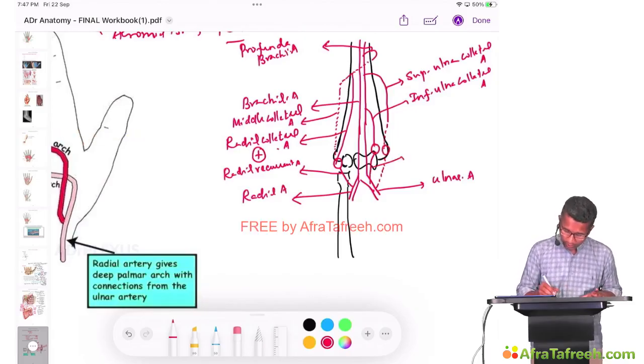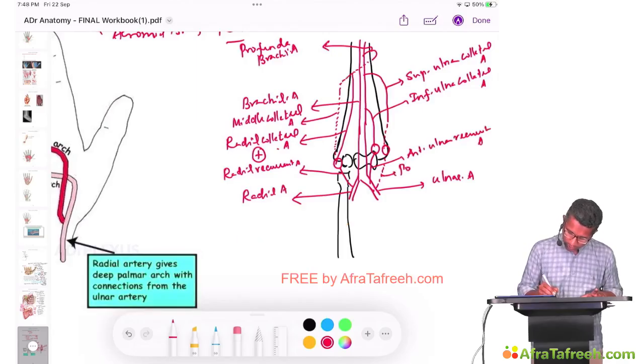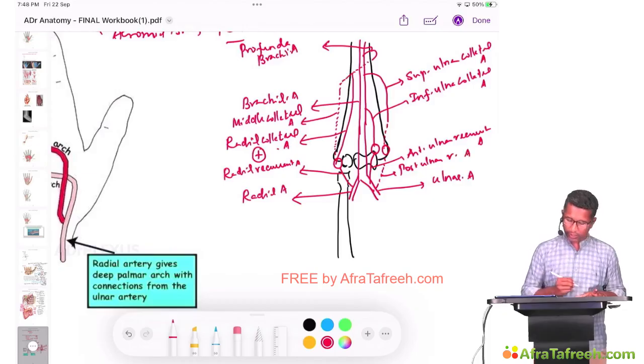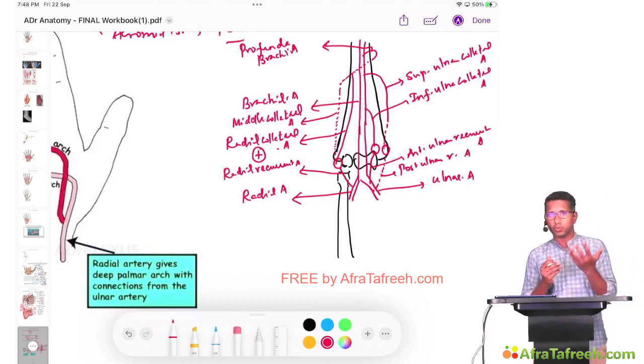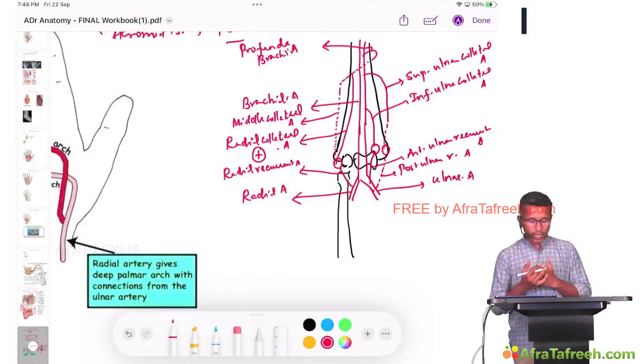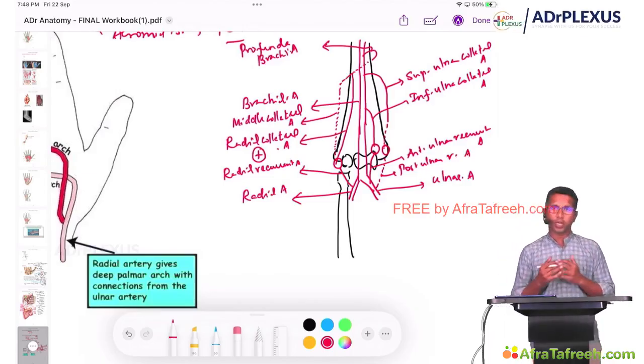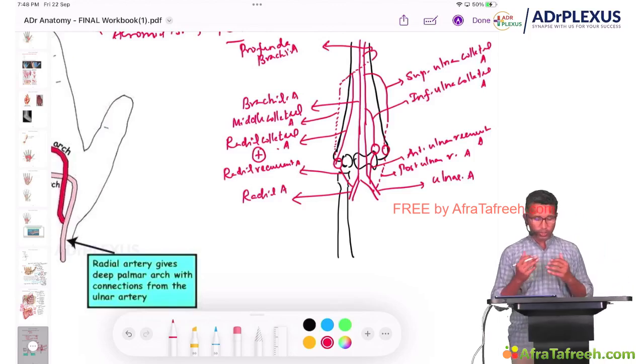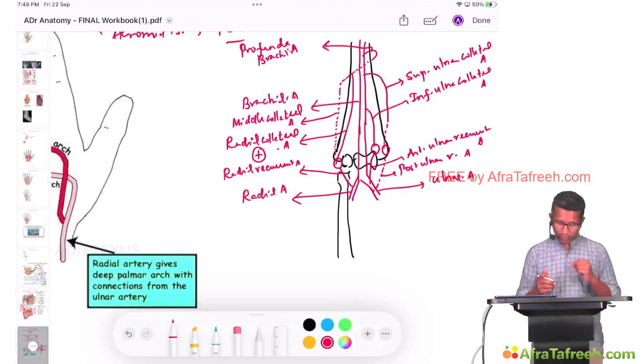So what is this? This is called the anterior ulnar recurrent artery, and this artery is called the posterior ulnar recurrent artery. The posterior ulnar recurrent artery and the anterior ulnar recurrent artery anastomose with the inferior ulnar collateral and the superior ulnar collateral artery around the medial epicondyle. Okay, so this finishes around the medial epicondyle.